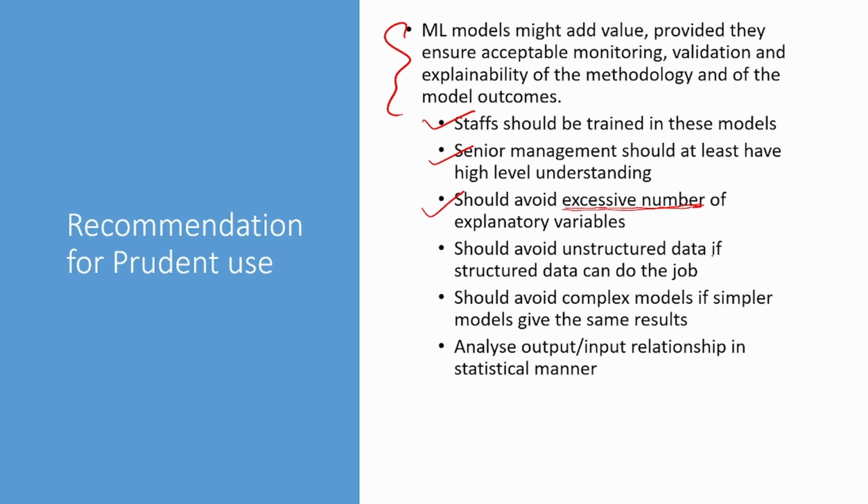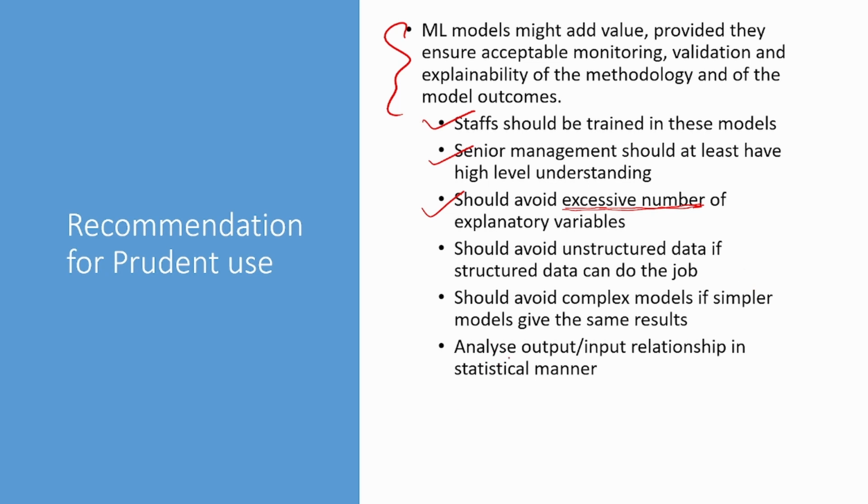Should avoid unstructured data if structured data can do the job. That I think goes without saying. Nobody will put effort into collecting unstructured data when your structured data can do the job. So that's quite obvious. Should avoid complex models if simpler models give the same result. I think that is not just applicable to ML models, it's also applicable to classical statistical models. So that goes without saying.